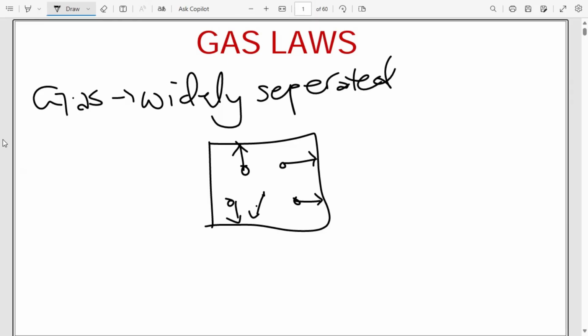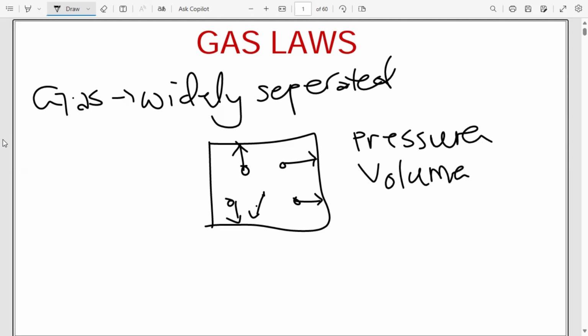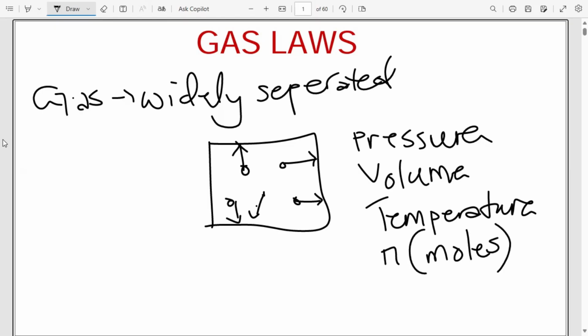So in this topic, we're going to study the four physical properties that are found in gases and how they affect the behavior of gases. Which physical properties are we talking about? We are going to be talking about what we call pressure, which is force per unit area. We're going to be talking about volume. We're going to be talking about temperature, and also the number of moles. So we're going to look at these four properties and how they affect the behavior of gases in different scenarios using what we call gas laws.